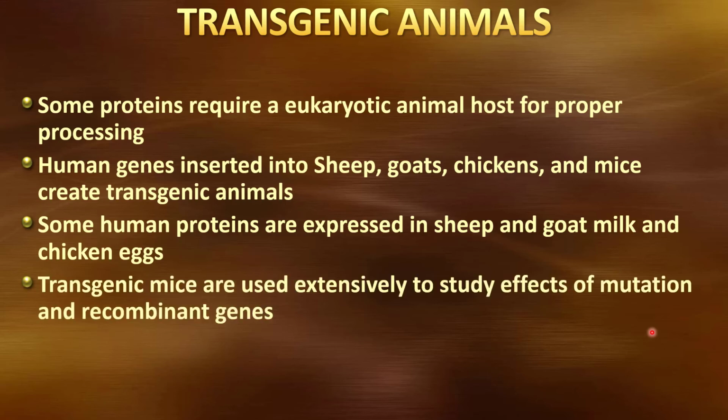We also use transgenic mice quite a bit to study the effects of mutation and recombinant genes. So transgenic mice have been used very extensively to understand disease process, particularly when we want to understand long-term effects over the life of an organism. Since mice have a shorter lifespan, we can understand those processes that occur throughout the life much more readily in a shorter-lived organism than we could in an organism that lives longer.